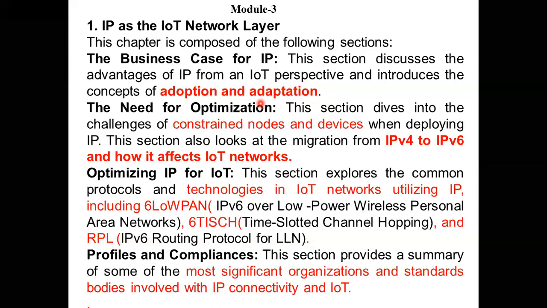This IP, first of all, we have to optimize it, because it is already developed. We have to make changes in this IP so that it can work with the Internet of Things. Otherwise, if you put this bulky IP into Internet of Things devices, the device may consume more battery power. Maybe it cannot execute due to the bulky nature of the IP.